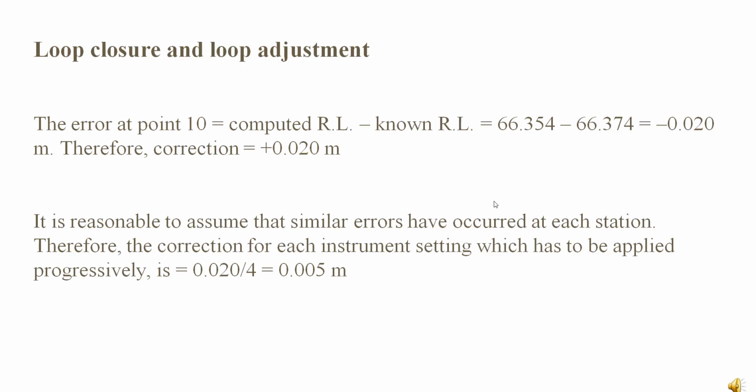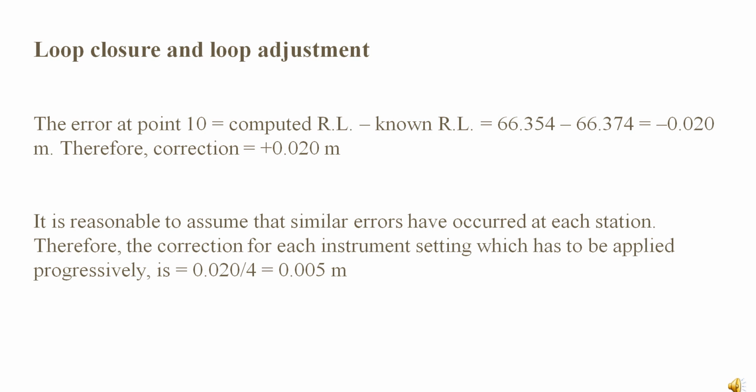For loop closure and loop adjustment, the error at point 10 is equal to computed reduced level minus known reduced level, which is equal to 66.354 minus 66.374, which is equal to minus 0.020 meter. Therefore, the correction is 0.020 meter. Since there are 3 change points, there will be 4 instrument positions. Thus, the total number of points at which the corrections are to be applied is 4, that is, 3 change points and 1 last foresight.